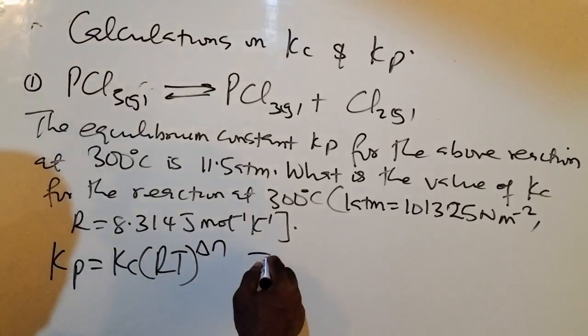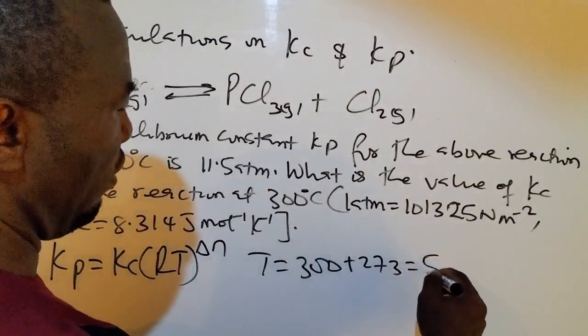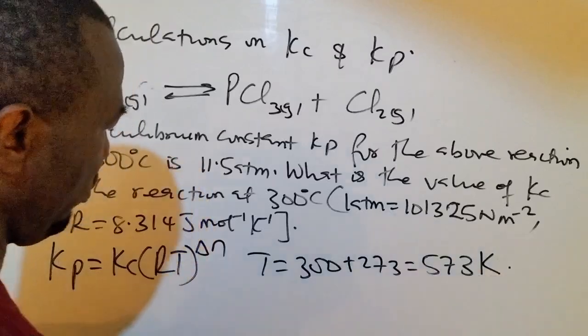Our temperature is 300 degrees Celsius. Convert to Kelvin by adding 273. That gives you 573 Kelvin. Convert your temperature to Kelvin.